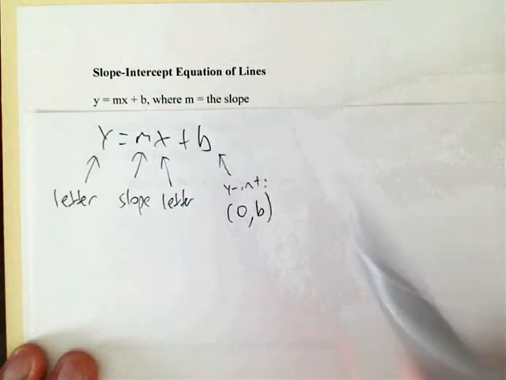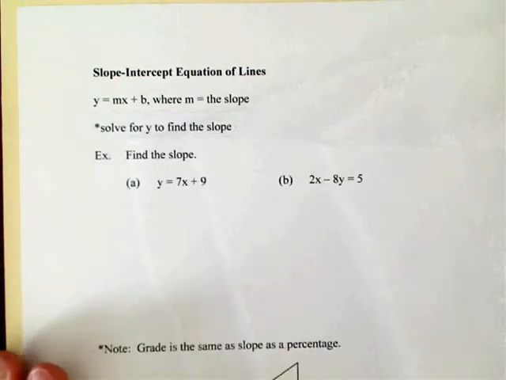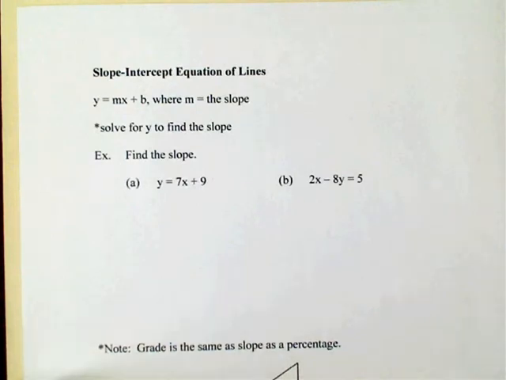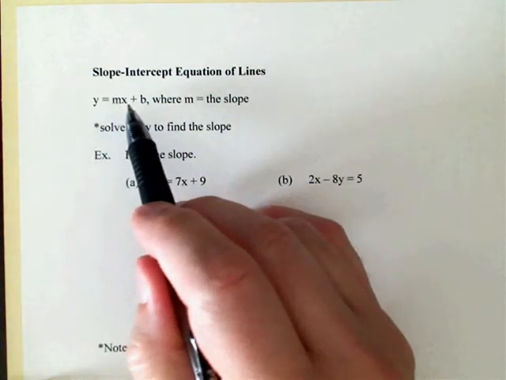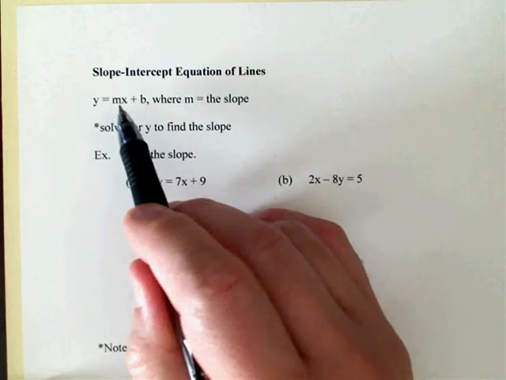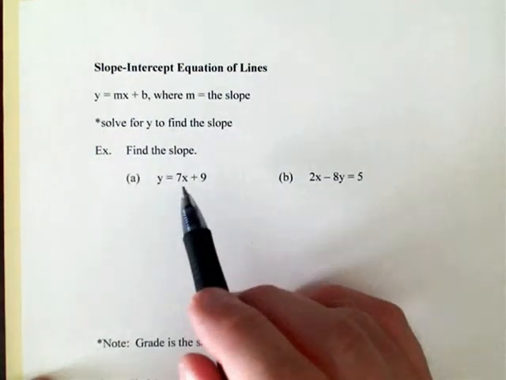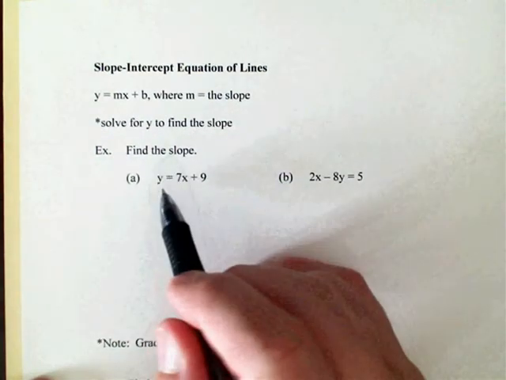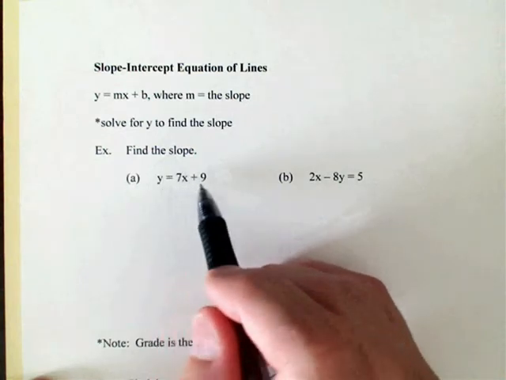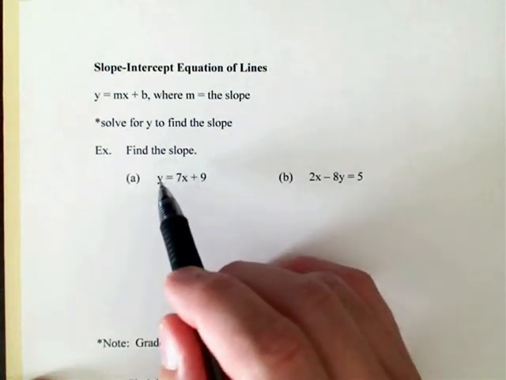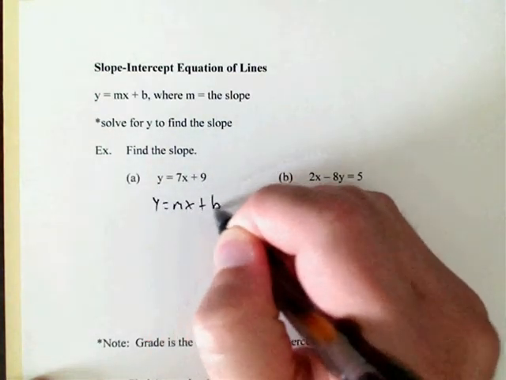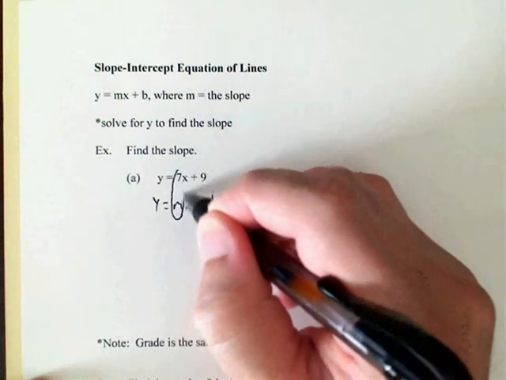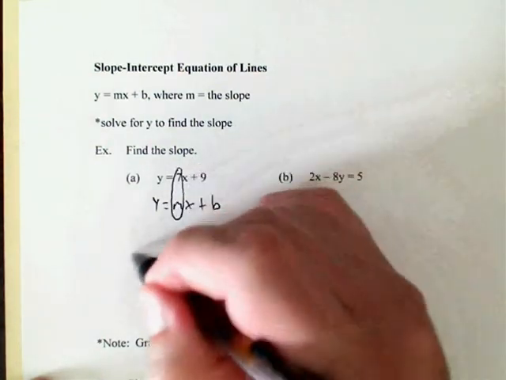Now all this equation means is solve for y. When you solve for y, you're going to find the slope. Because if you look, anytime it's y equals, the number in front of the x variable is always the slope. Keep that in mind. So for this example, when it says find the slope, you notice it's already in the form y equals mx plus b, which means it's already solved for y. If you want to, you can write down y equals mx plus b. And notice the slope is in front of the x, which tells me that the slope is 7.